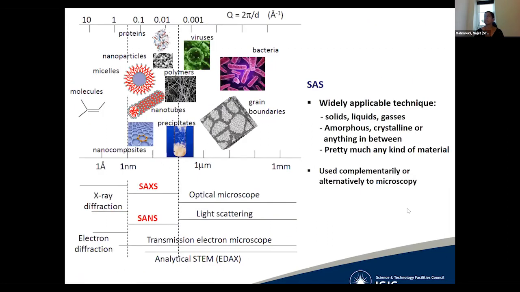What type of samples do we look at using SAS? It's literally anything you can think of. It's really widely applicable to look at solids, liquids, gases, different types of structures, whether amorphous or crystalline or anything in between, and pretty much any kind of material. It is usually used complementarily or alternatively to microscopy. As you can see on this graph, you can look at polymers, proteins, viruses, nanoparticles, micelles, nanocomposites, powders, pretty much anything.